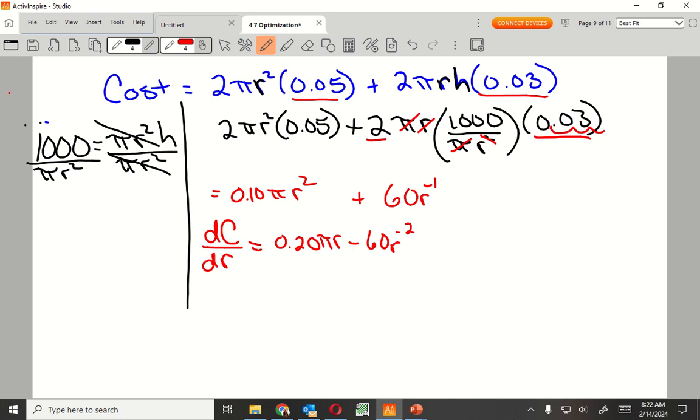Okay, good. So we need to set my derivative equal to 0, and then I'm going to factor it also. Are there any common factors I could get out of this? Not really. I could take out 0.2, which is going to change that one. So divide both by 0.2. What's that going to be?